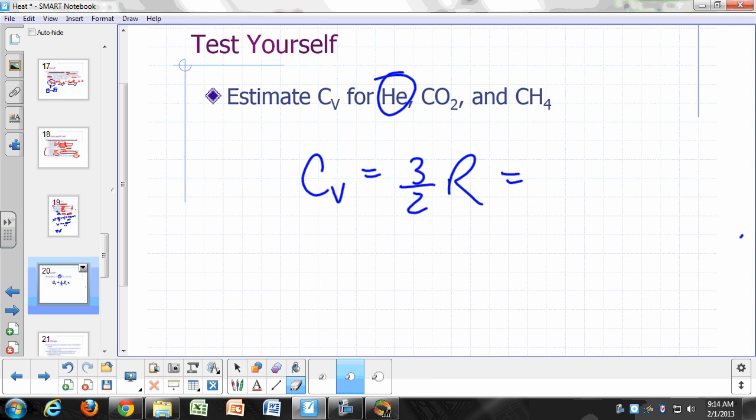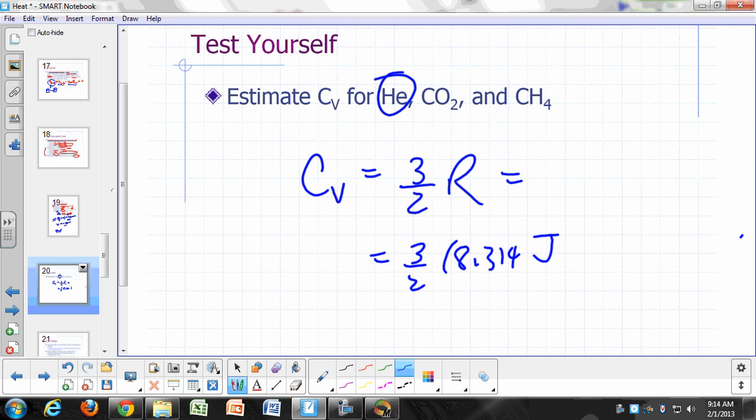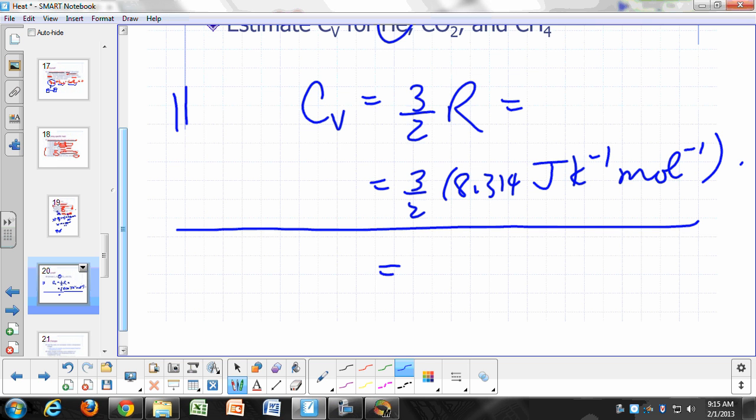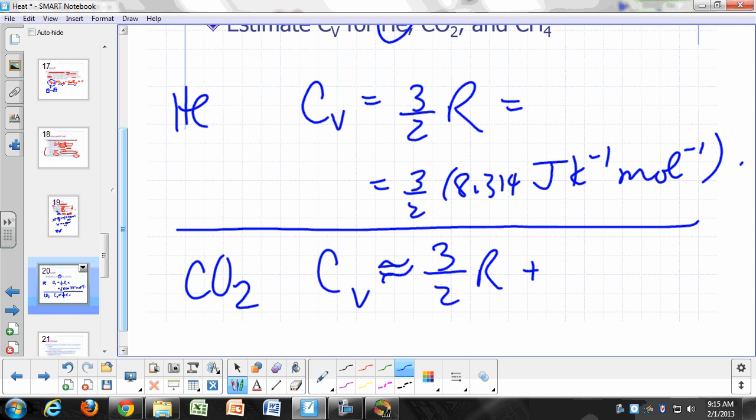Let me write that. 3/2 times 8.314 joules per Kelvin per mole. So that's about 12 point something. Okay. What about CO2? So this is for helium. CV is approximately equal to 3/2 R, the contribution from translational motion.